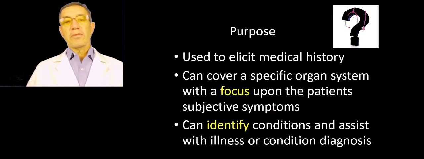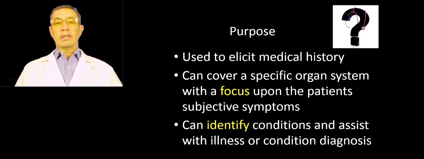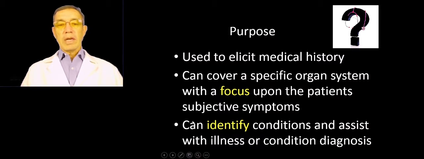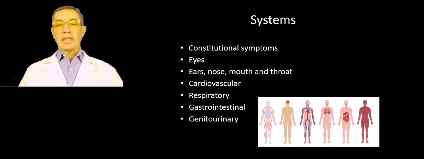So the purpose of a review of systems is to elicit the medical history. It can cover specific organ systems with a focus upon the patient's subjective symptoms. It can identify conditions and assist with illness and condition diagnosis. So it's a systematic review.